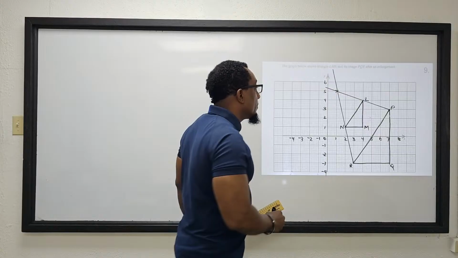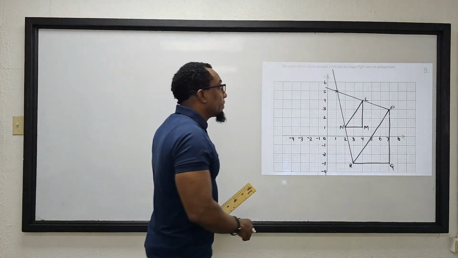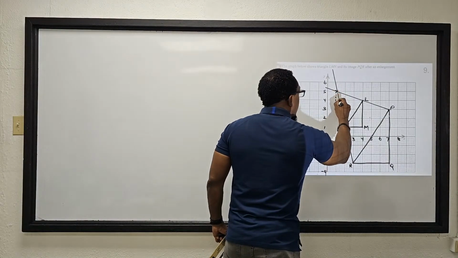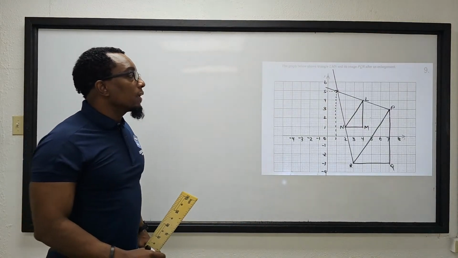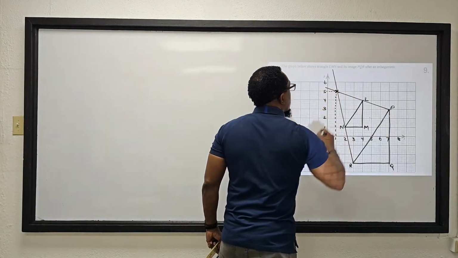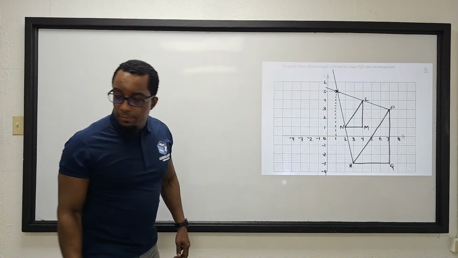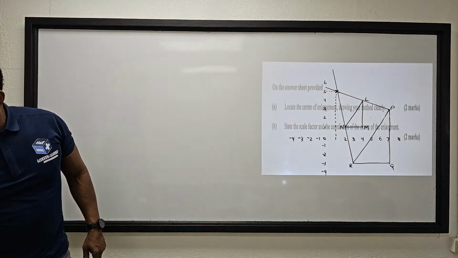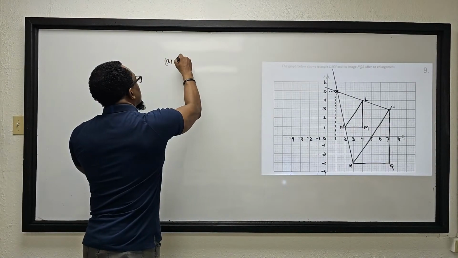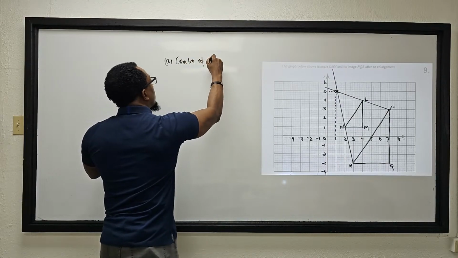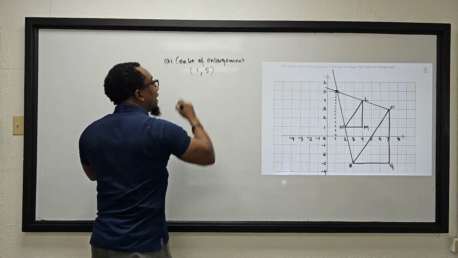And that common point where both extended lines meet represents our center of enlargement. The coordinates there will be 1, 5. So when they ask us for part A, locate the center of enlargement, show your method clearly, the center of enlargement has coordinates 1, 5.